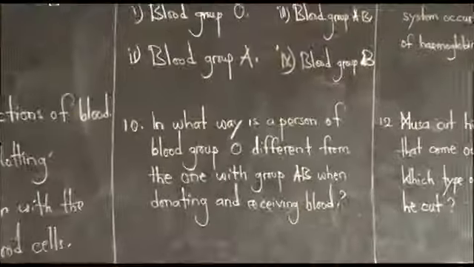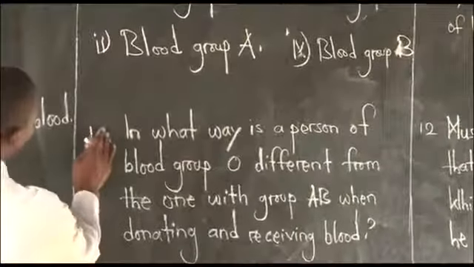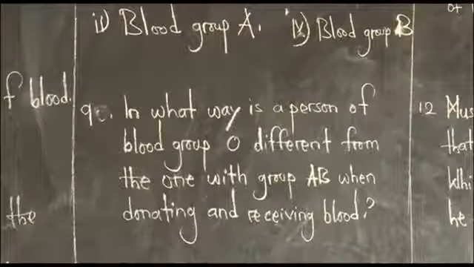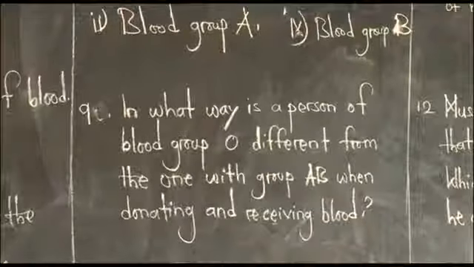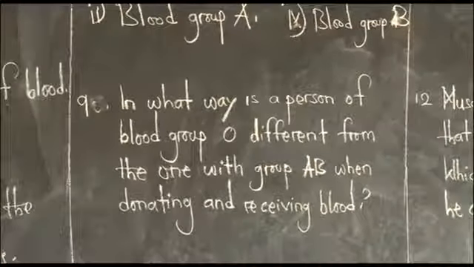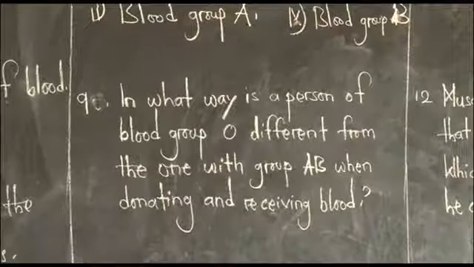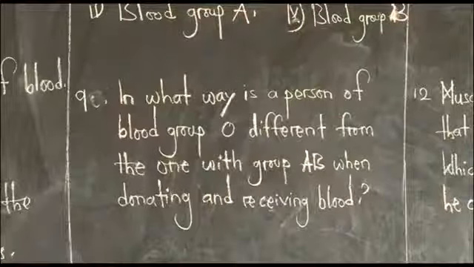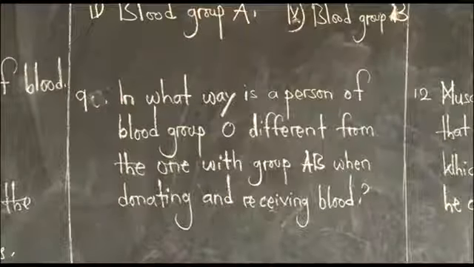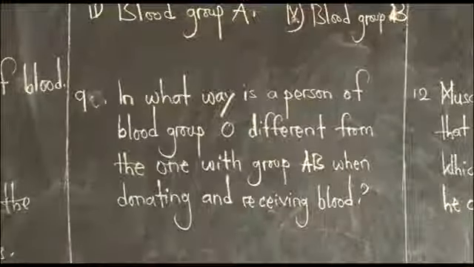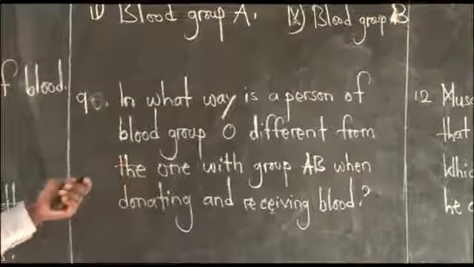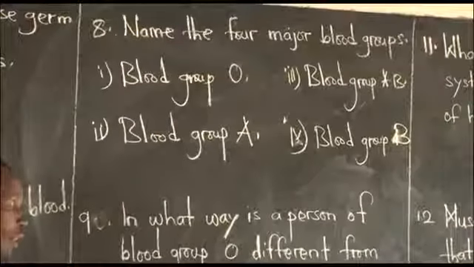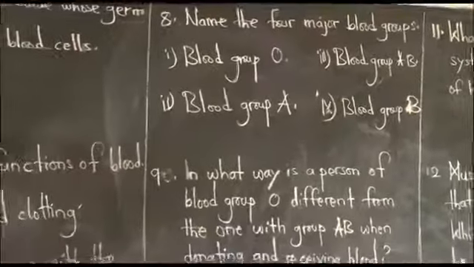That's number 10, this becomes our number 9. Looking at number 9, we ask, in what way is a person of blood group O different from the one with blood group AB when donating and receiving blood? From the idea here, we say that blood group O is a universal donor, it can give blood to all blood groups, and blood group AB is a universal recipient, it can receive from all. So what do you think the difference is? You can look at this difference and write it.